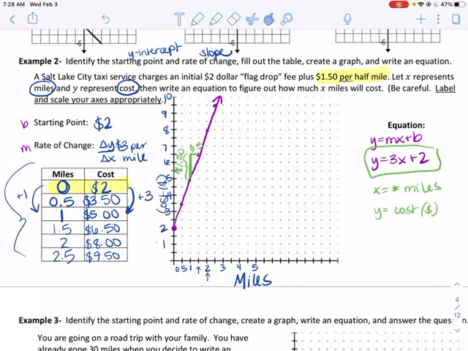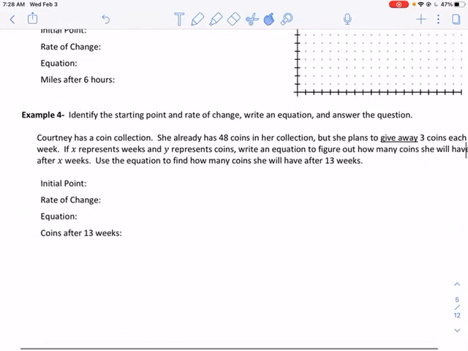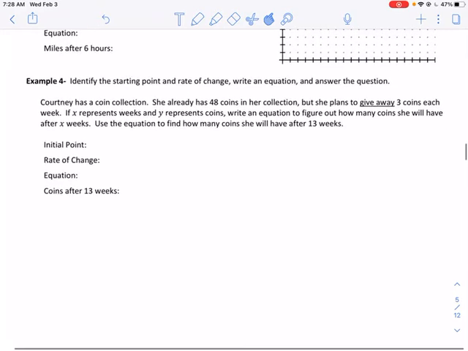You can also do this without even doing a table or a graph, just by looking at the scenario. So I'm going to show you how to do that over here. Courtney has a coin collection. She already has 48 coins in her collection, but she plans to give away 3 coins each week. That "each" is going to come in handy because that's like a per, right? That probably means something to do with rate of change. If x represents weeks and y represents coins, write an equation to figure out how many coins she will have after x weeks. Use the equation to find out how many coins she will have after 13 weeks.